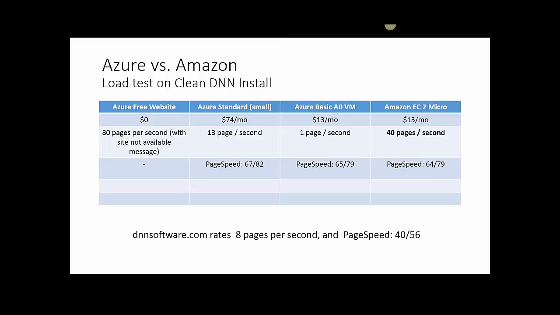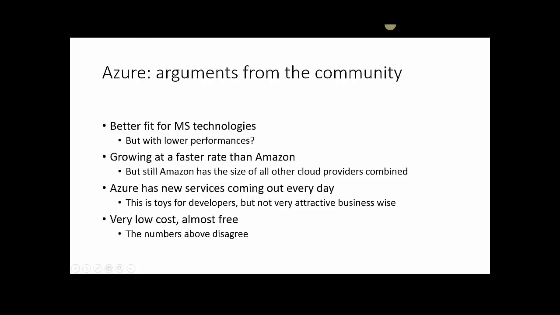So I think we clearly can see that Amazon is a far better choice than Azure. And I tried to put together the arguments that I got from other members of the community, because I raised this subject. And the argument that I've got is that Azure is a better fit for MS technologies. But I think if it offers lower performance, then maybe it's not such a better fit after all. I mean, for the same amount of money, if it's a better fit, it should provide better performance, I think.